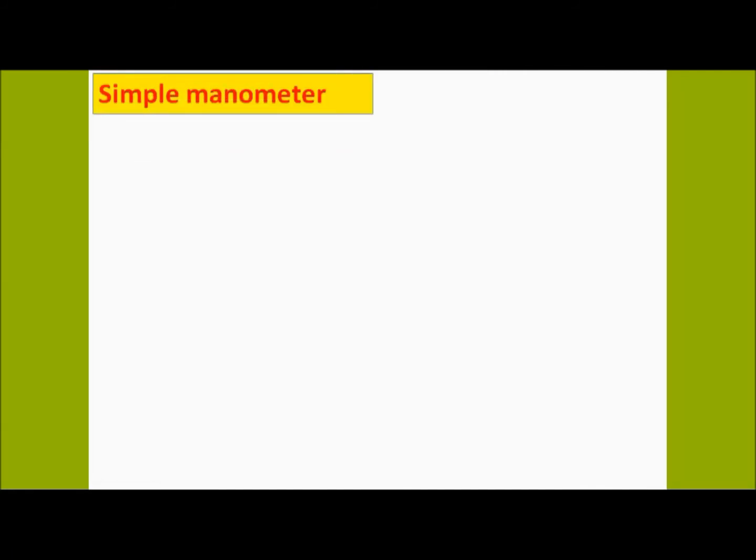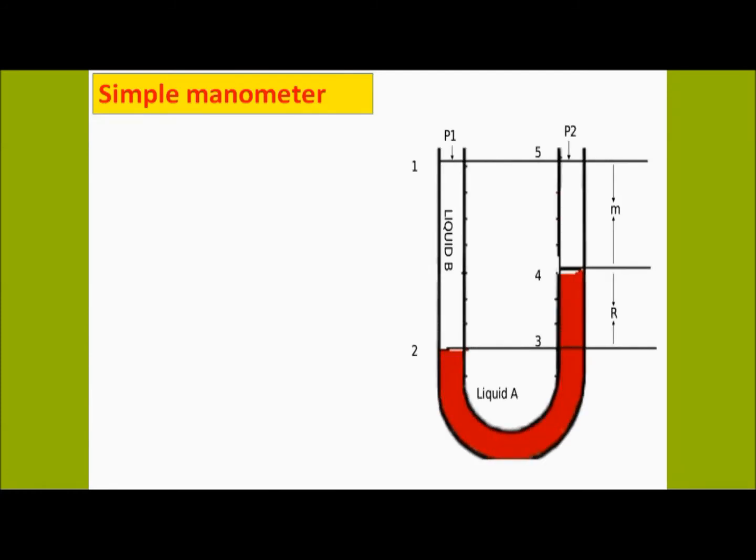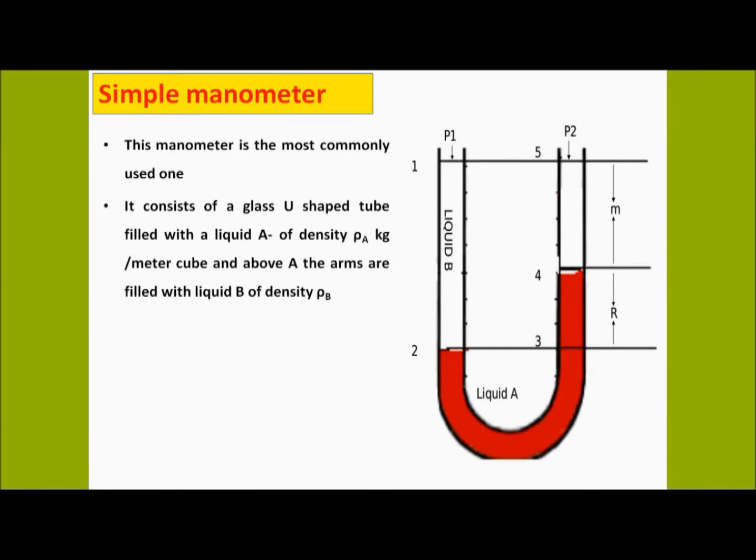So let's go with the first one, the simple manometer. This is a simple manometer, a very commonly used manometer. Let's see the construction. Here, I have divided the whole manometer into different points: point 1, point 2, point 3, point 4, and point 5. Suppose here we have applied a pressure P1, and here a pressure P2. Here you have two immiscible liquids. One is liquid A, which is in red color, and the other is liquid B, which is in white color, right?